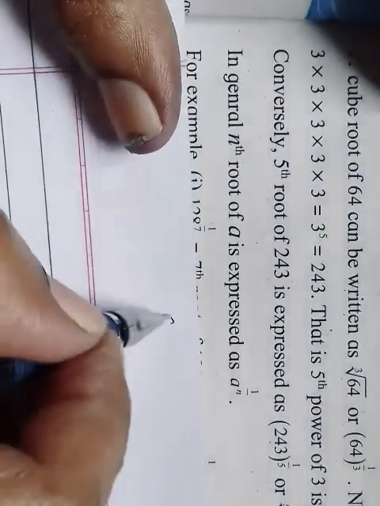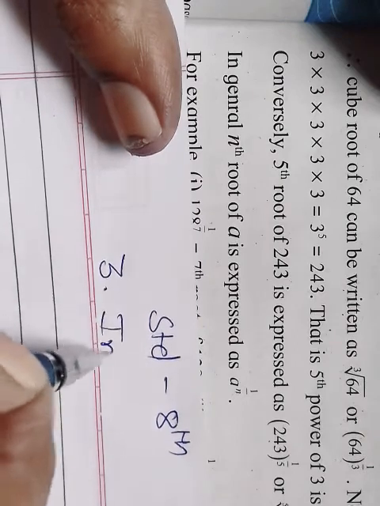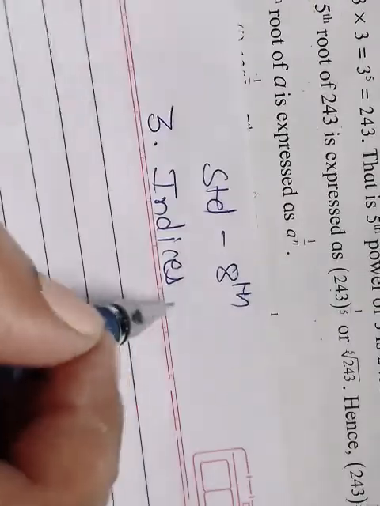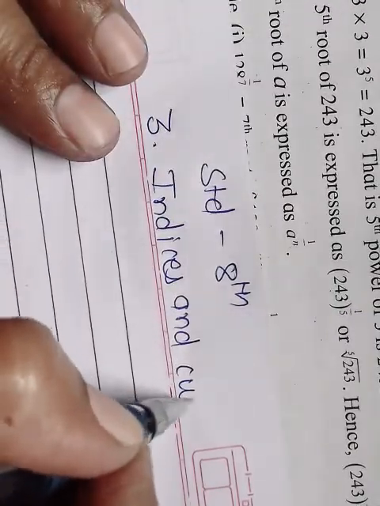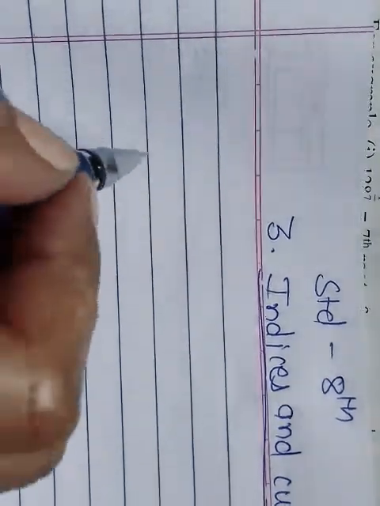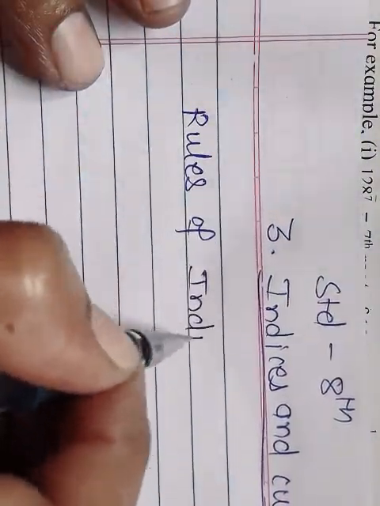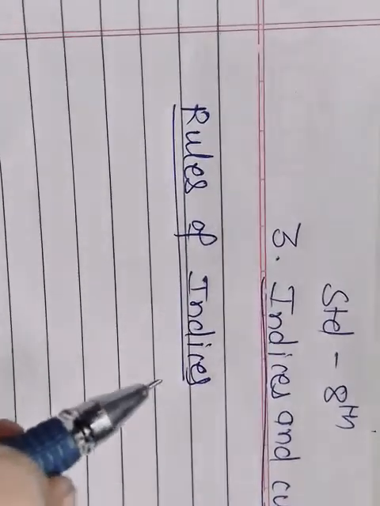Good morning students, standard 8th, our third lesson is going on, indices and cube root. See, we studied indices in 7th standard, there are rules. So once again we will revise the rules of indices. There are 7-8 rules.